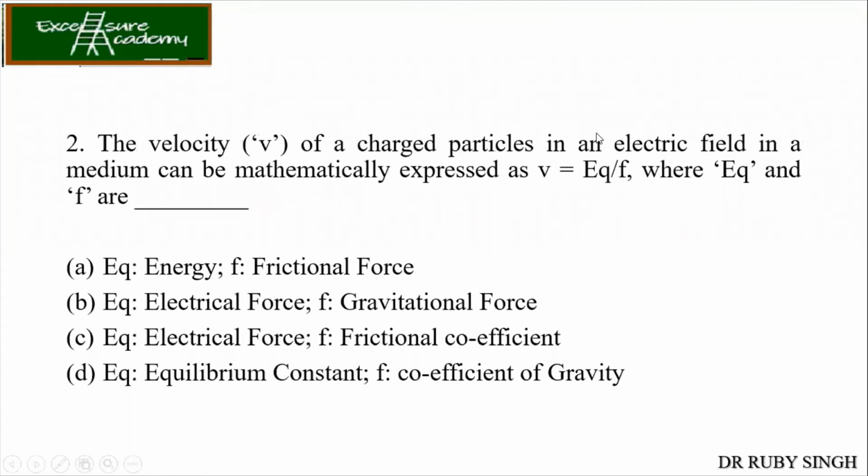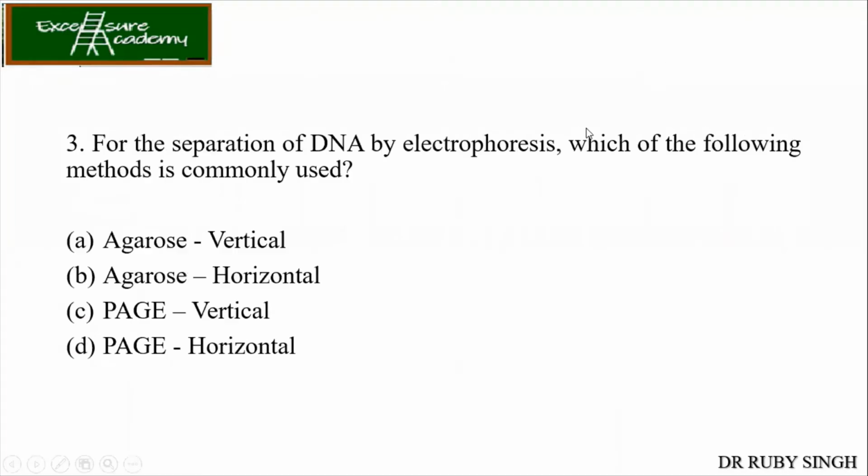Now, the second question: the velocity V of a charged particle in an electric field in a medium can be mathematically expressed as V equals EQ upon F, where EQ and F are what? The direct answer is that EQ is the electrical force and F is the frictional coefficient. So please remember the answer is electrical force, and F is the frictional coefficient. These are certain direct questions which you need to remember. There's nothing as such to understand.